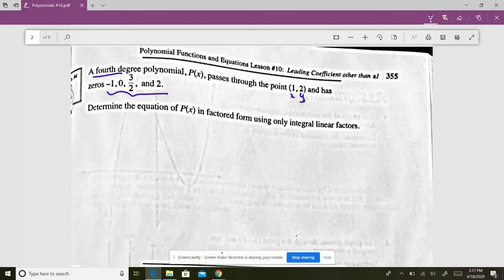Okay, so always write the polynomial in factored form. So if you have a zero of 0, that just means you have x by itself, because it could be x minus 0, but nobody would write that. The negative 1 will be x plus 1. The 2 will be x minus 2. And this is the new thing. 3 halves now. That's the way you want to write it.